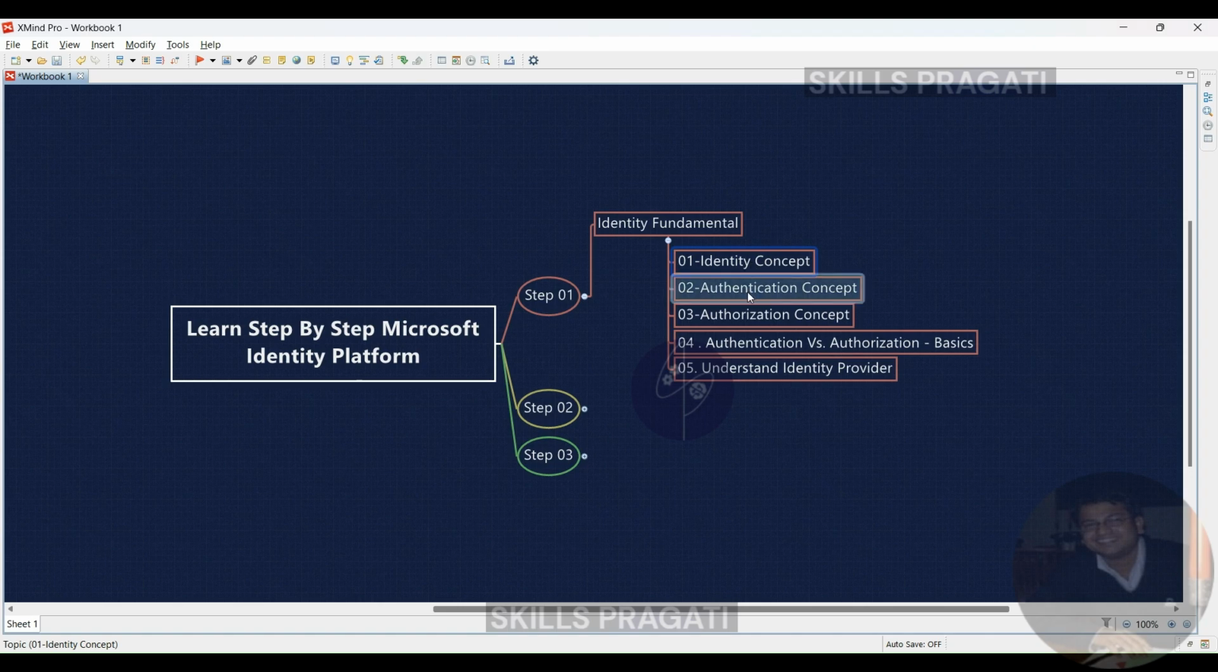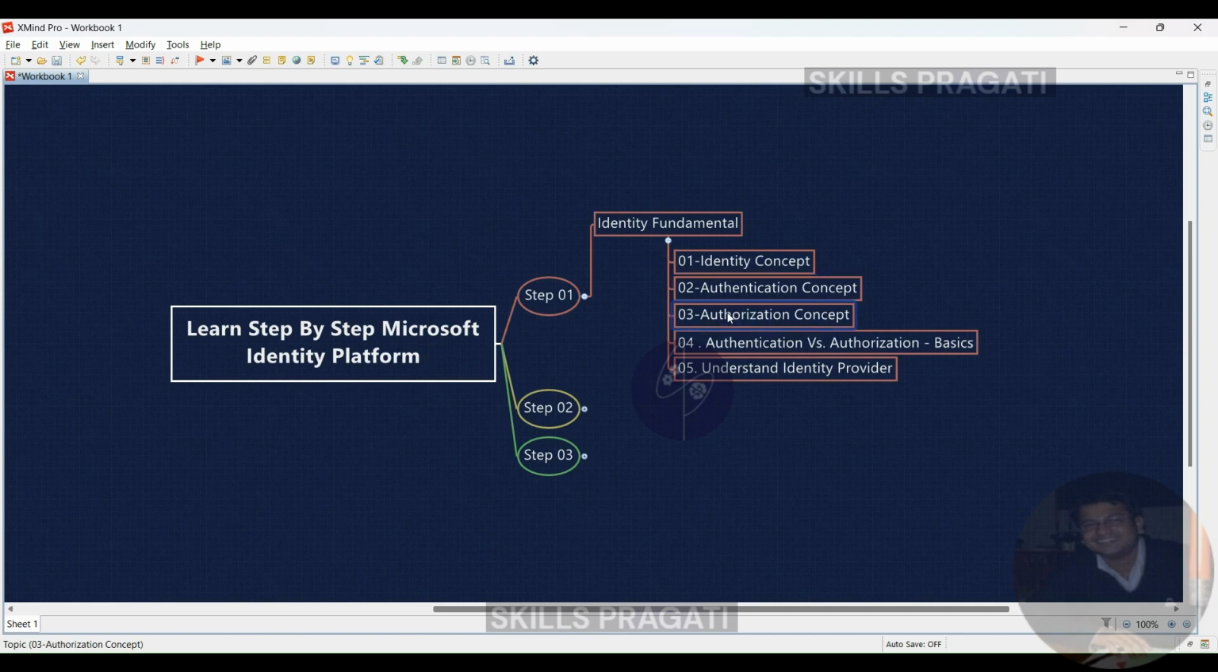Next, we will look into authentication. Authentication is the process of verifying the identity of users. This typically involves users providing credentials, such as passwords or biometric data, which are then validated by the system to ensure they are who they claim to be.